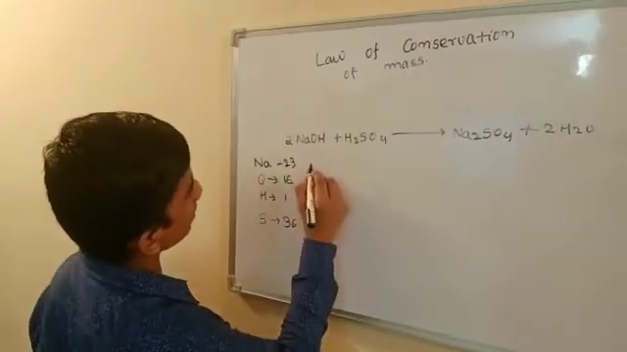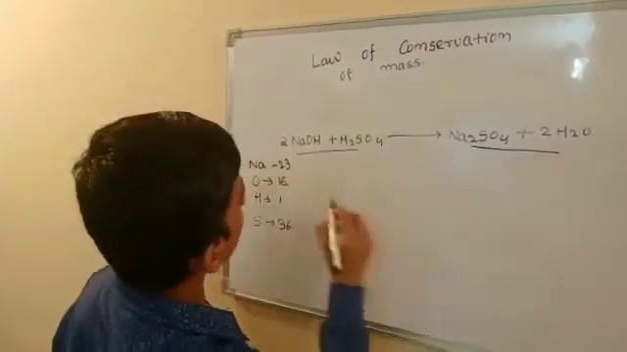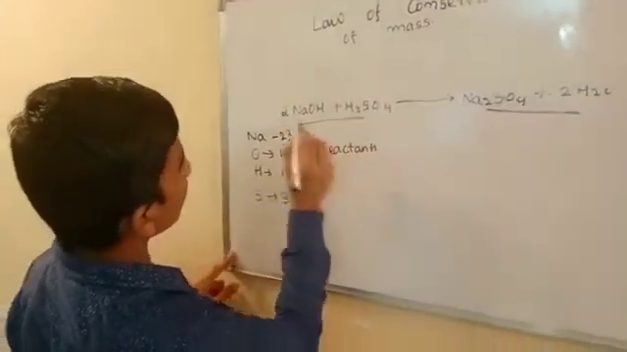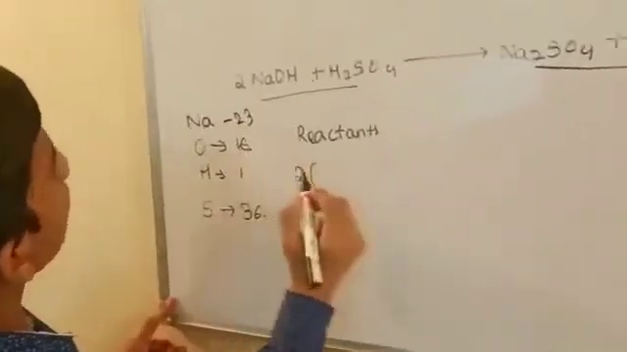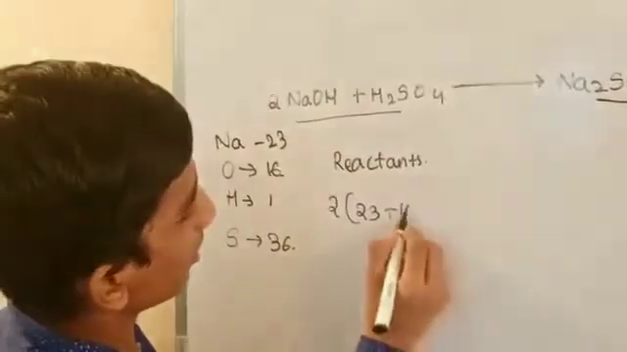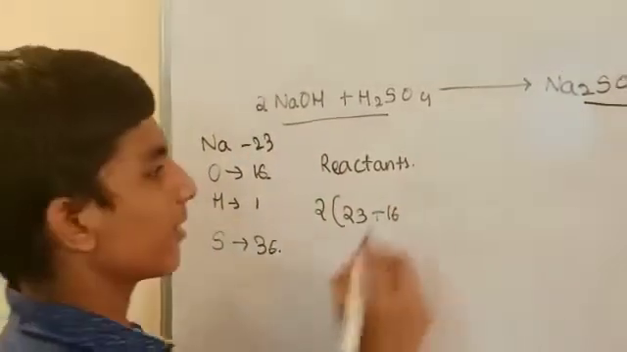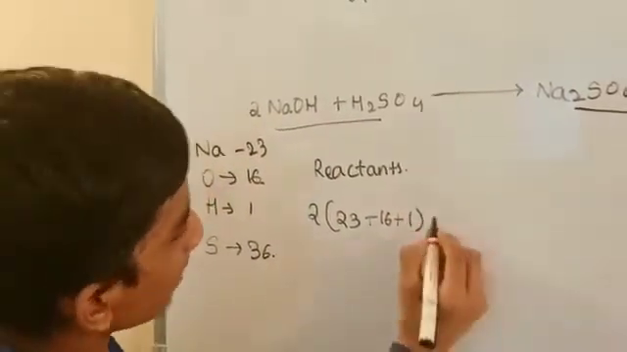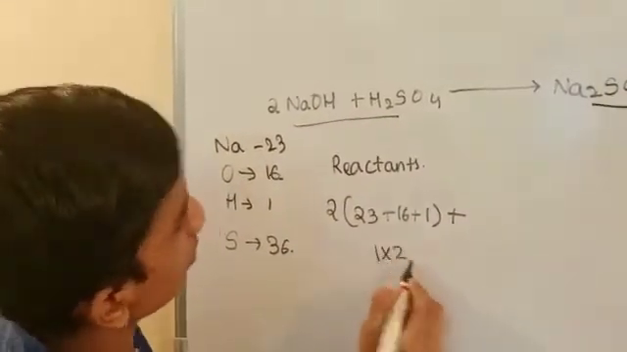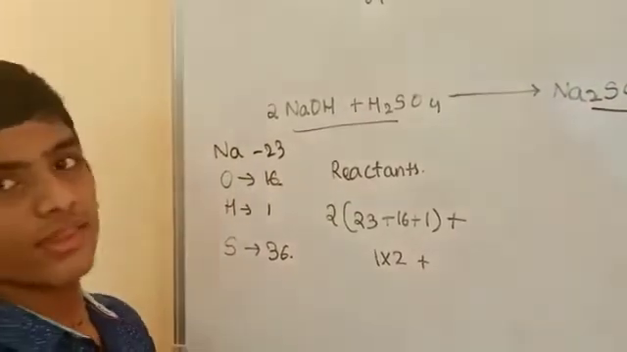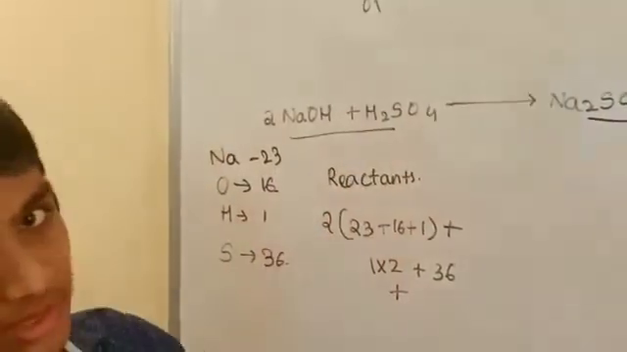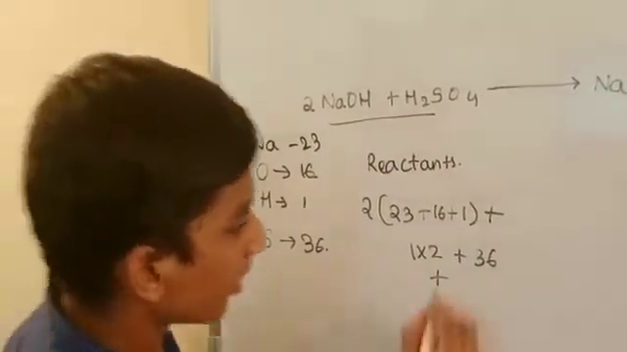First, let us take their masses. This is reactant side, product side. Now, reactant side: 2 into sodium, how much? 2 into (23 plus oxygen 16, hydrogen 1) plus hydrogen into 2, 1 into 2, plus sulfur 36 plus oxygen 4 atoms means 16 into 4.